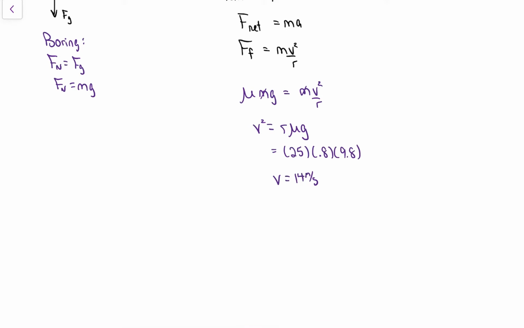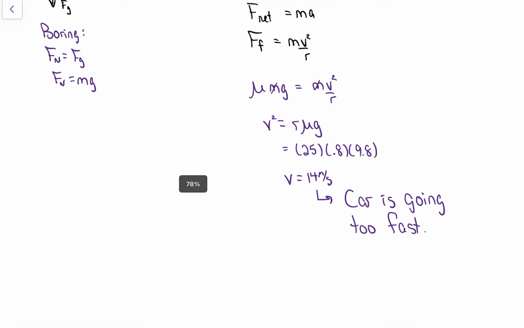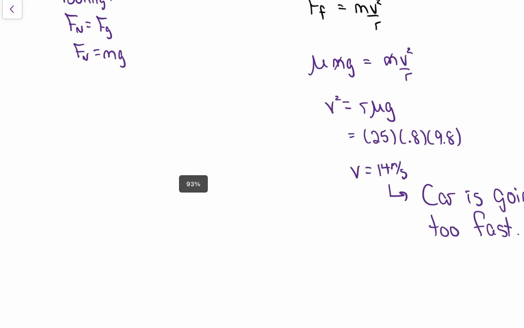We just did the math to figure out that the fastest the car could go is 14, but the car's actually going 15. The car's going faster than it should be able to go. For that friction and that radius, the car's not going to make it. It'll slide out to a larger radius or something weird will happen, but it's not going to make that curve as it's described.